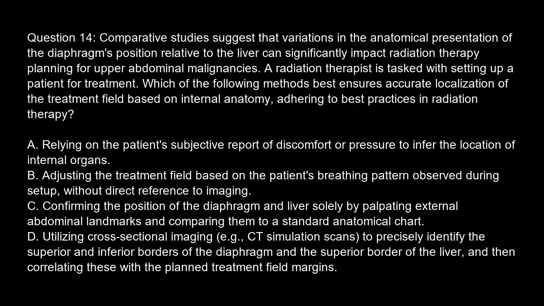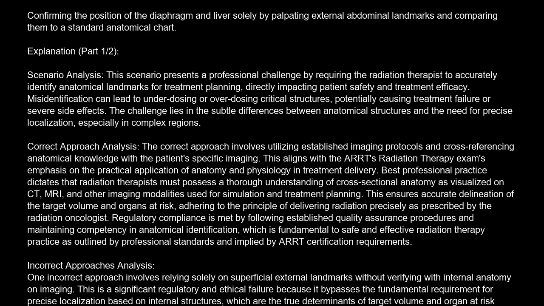Utilizing cross-sectional imaging, e.g., CT simulation scans, to precisely identify the superior and inferior borders of the diaphragm and the superior border of the liver, and then correlating these with the planned treatment field margins. The correct answer is C. Confirming the position of the diaphragm and liver solely by palpating external abdominal landmarks and comparing them to a standard anatomical chart. Explanation. Scenario analysis.